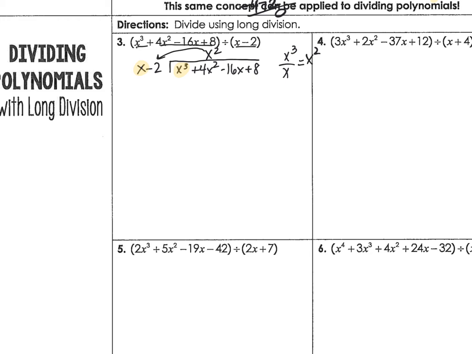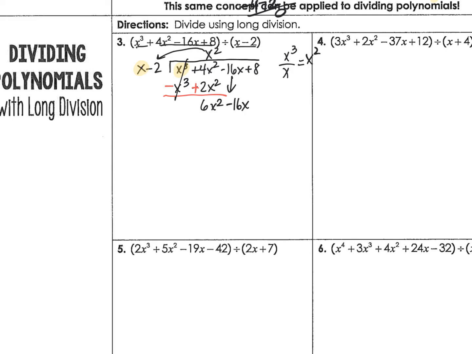Now we are going to multiply this whole thing out by this. So x squared times x is x cubed, and x squared times negative 2 is negative 2x squared. Now we are going to subtract, which means we are going to change the signs here. And here we go. This should go away if we've done it right. And then 4x squared plus 2x squared is 6x squared. And we bring down like we normally would, 16x.